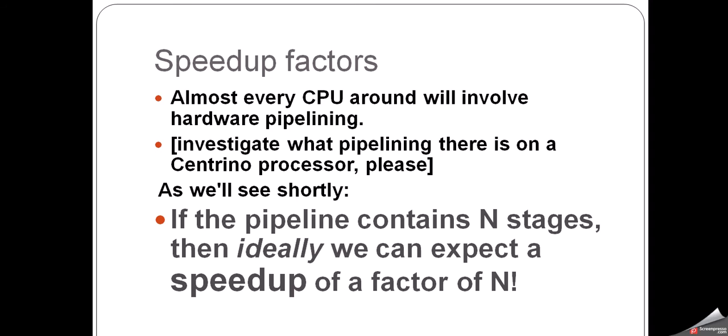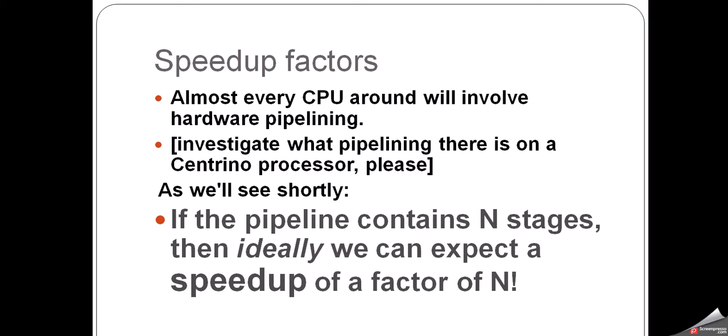So one of the things that we should be considering is what is called speed up factors. Almost every CPU around will involve some hardware pipelining, and you might want to almost arbitrarily discover what pipelining is present on a Centrino processor. Just Google it and find out, what does it look like? How many pipeline stages are there as part of a particular Centrino processor?